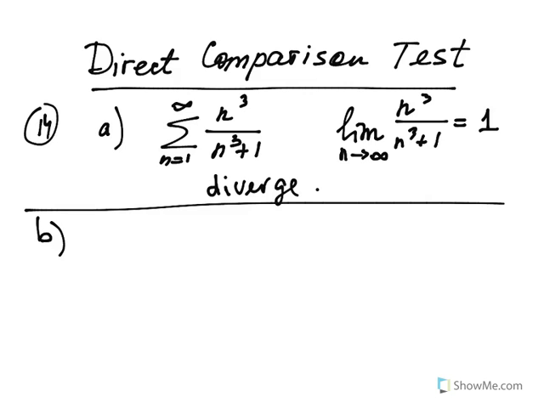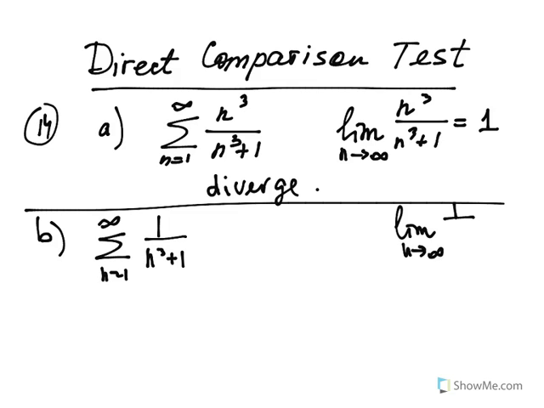B. 1 over n cubed plus 1. When you apply the limit test, the nth term test, you get 0 as n approaches infinity, so that means it is a candidate. So now let's apply this direct comparison test.